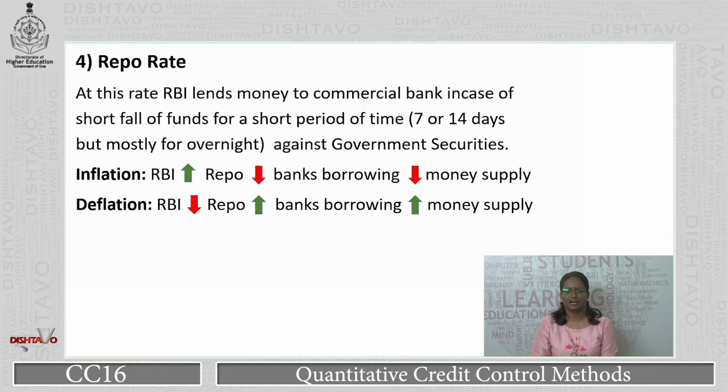During inflation, RBI will increase the repo rate so that banks' borrowing should fall. As a result, money supply in the economy will also fall. During deflation, RBI will reduce the repo rate so that banks' borrowing needs to be increased, which will result in an increase in money supply in the economy.